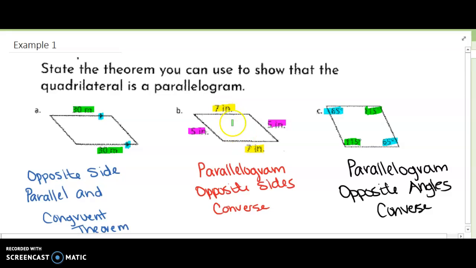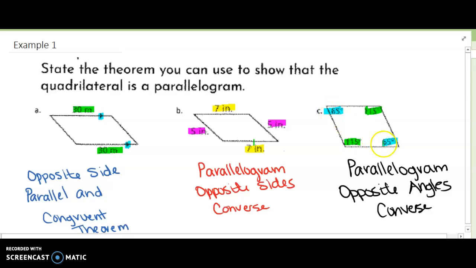On B, I've highlighted in yellow, both of these are 7 inches, so they're congruent. And then in purple, both of these are 5 inches, which are also congruent. So both pairs of opposite sides are congruent, and therefore I have the parallelogram opposite sides converse theorem that tells me this has to be a parallelogram.